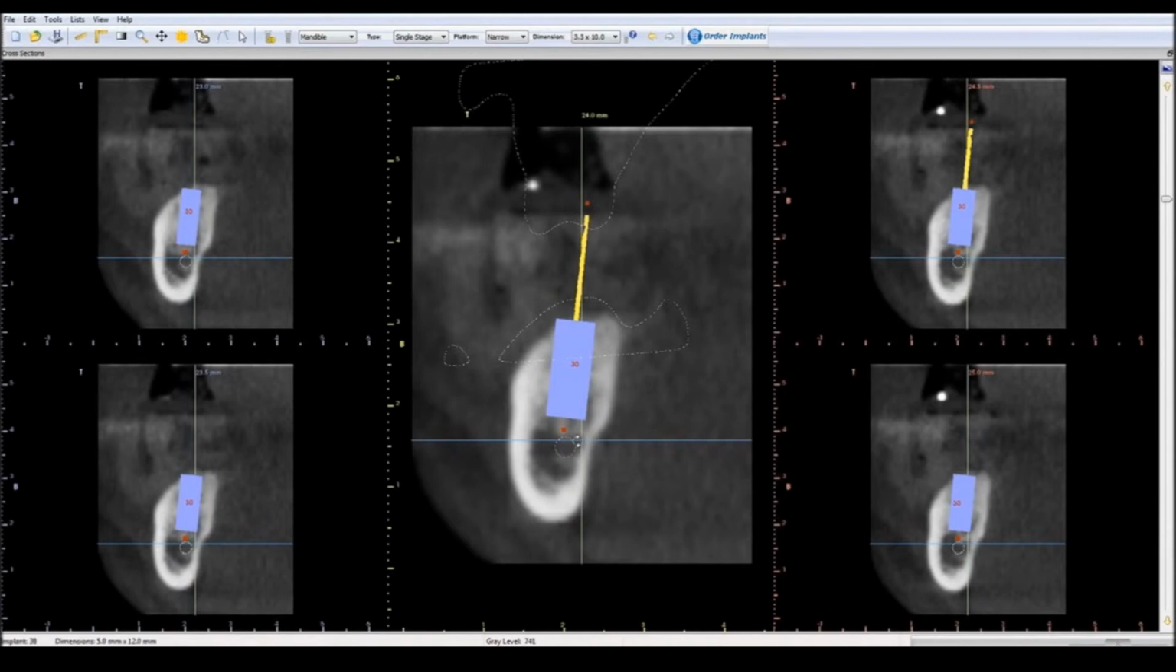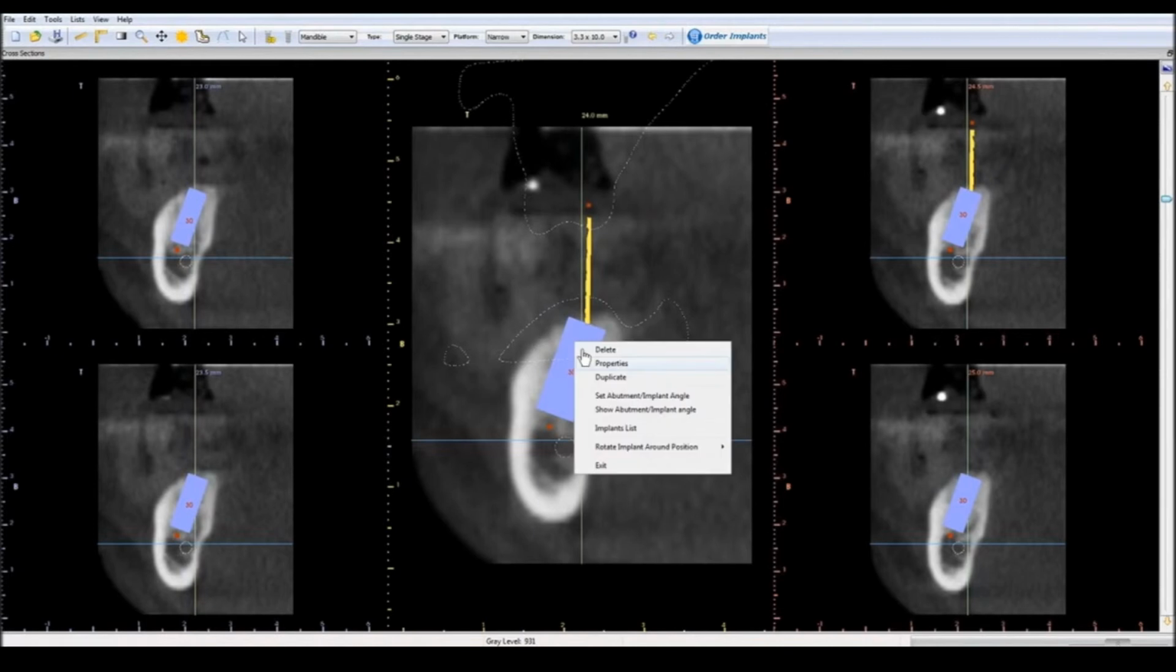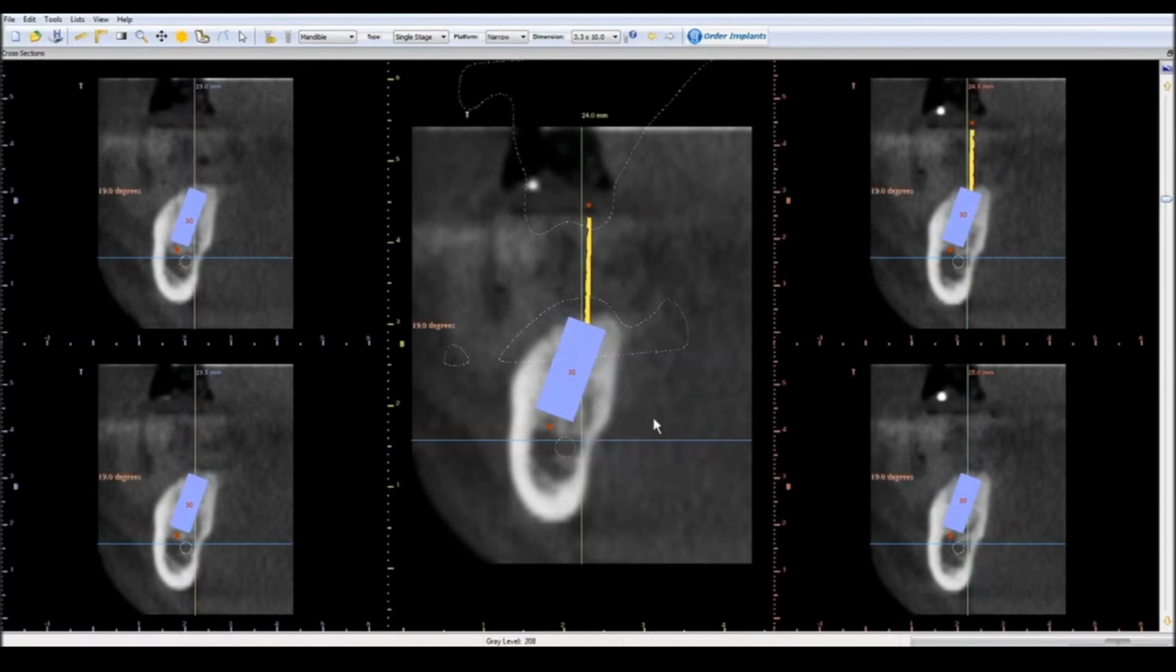One nice thing about the software is that, let's say you have a resorbed mandible, and the best you can do is this in terms of implant placement. The software allows you to rotate the abutment and calculates the angle correction. So that's a 19-degree angle correction. So it's very nice to know that ahead of time.